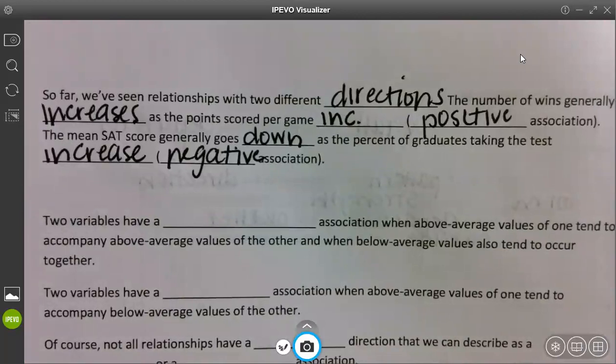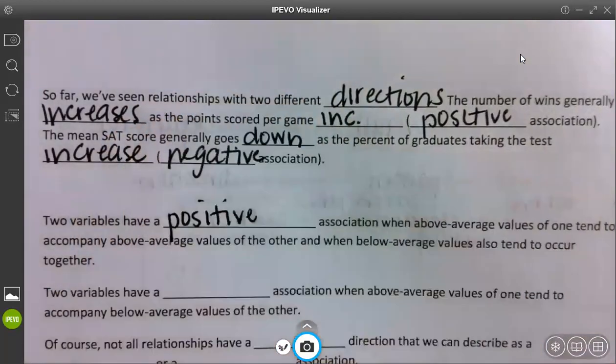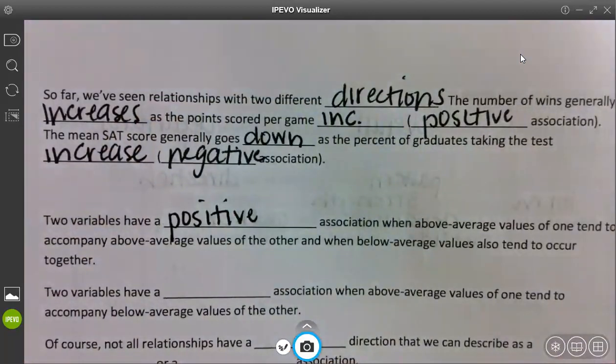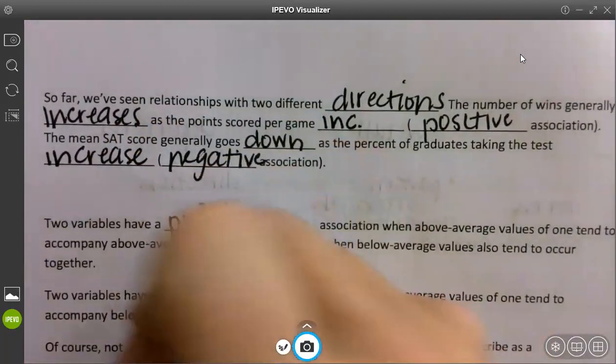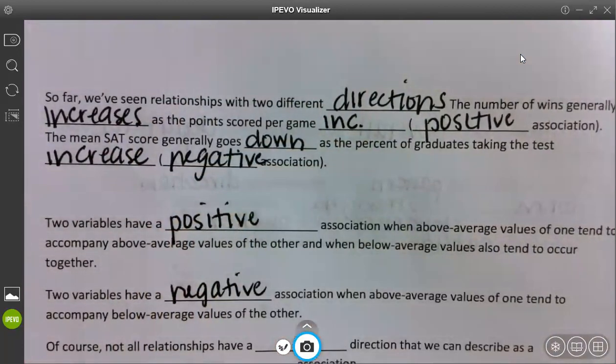All right, two variables have a positive association when above average values of one tend to accompany above average values of the other. Pretty sure that's on your vocab quiz. Two variables have a negative association, also on your quiz, when above average values of one tend to accompany below average values of the other. So notice how close those definitions are, right? Don't get those screwed up on your vocab quiz, okay?